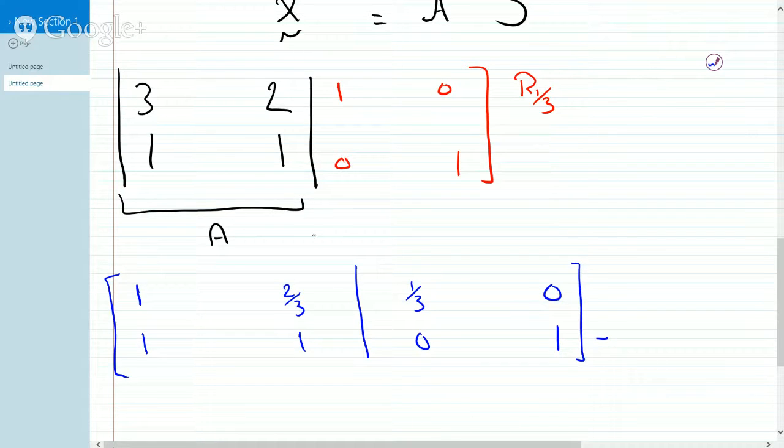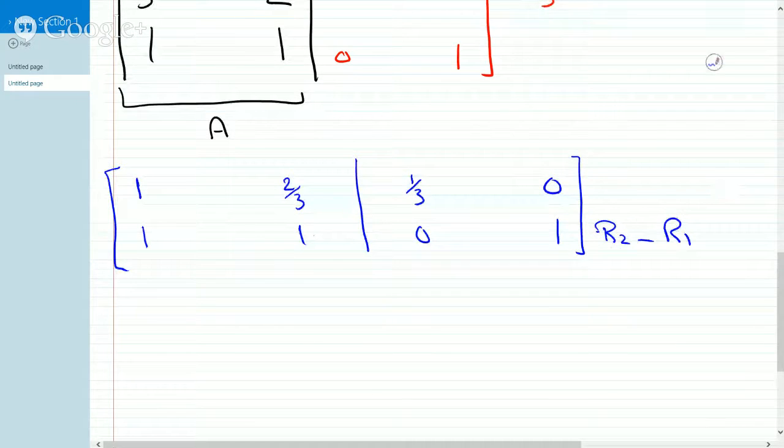Yeah? So row 2 minus row 1. And so let's do that. So then we get, so I need to change row 2. So the first row remains the same. So I'll just copy it. 1/3, 0. So row 2 minus row 1. So 1 minus 1, 0. 1 minus 2/3.